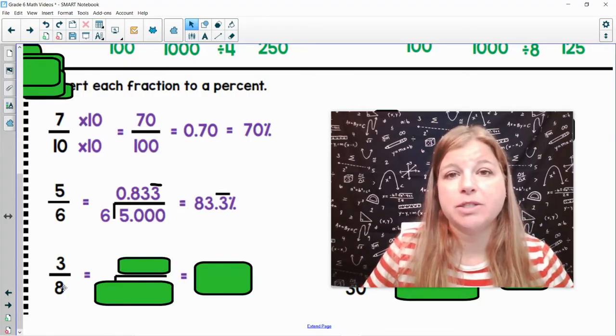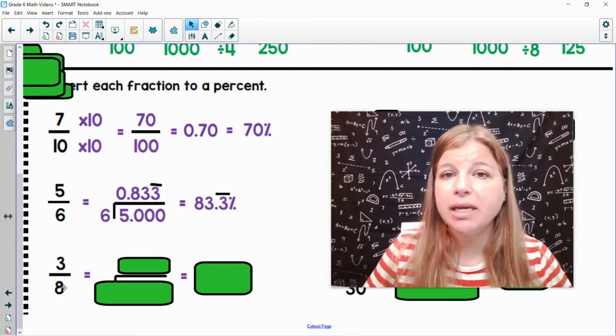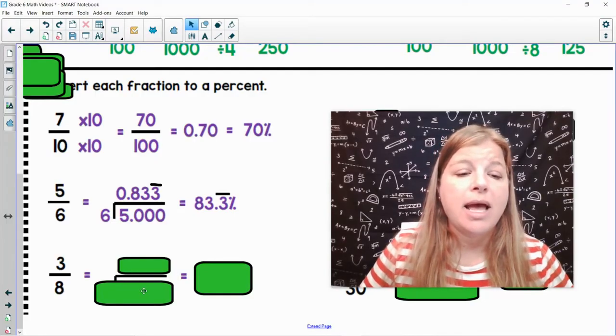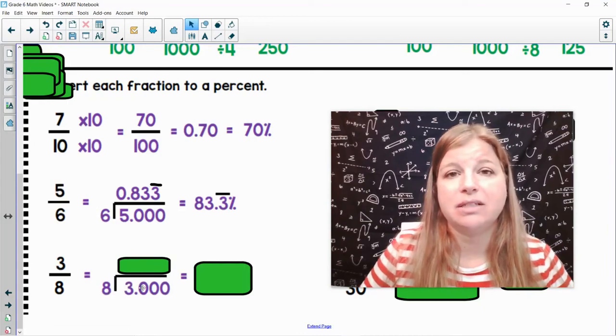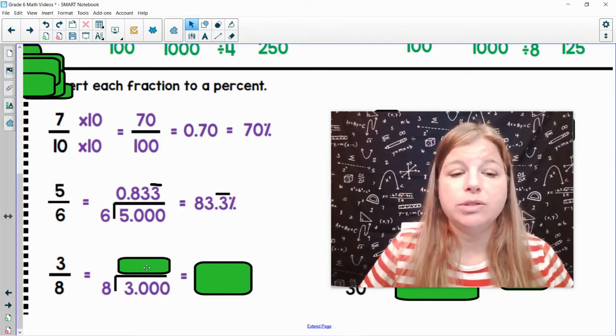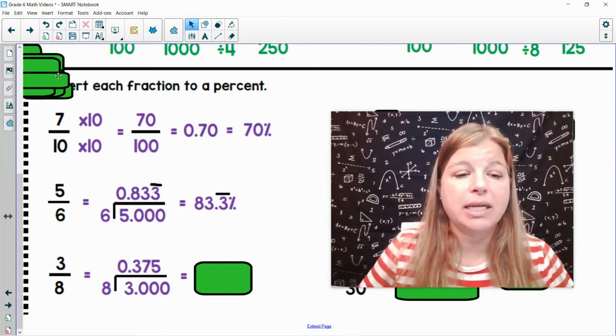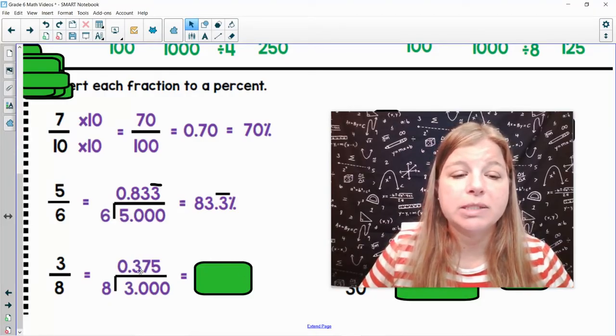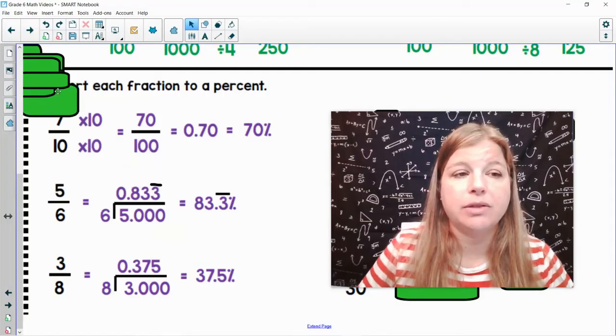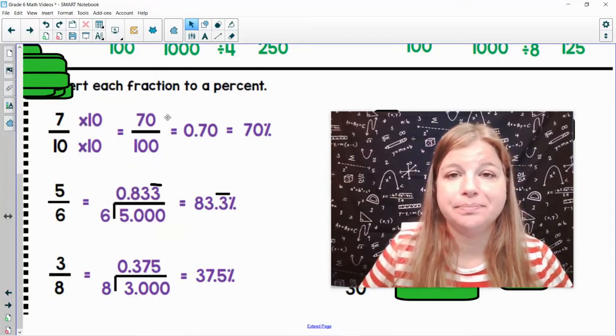Same thing with 3/8. We talked about the denominator of 8 at the beginning of this skill. And same idea, I don't know it. So I would have to see how many times does 8 divide into 3. Using my long division method, I end up getting 0.375. And if I move the decimal 2 spots to the right, I end up getting 37.5%.